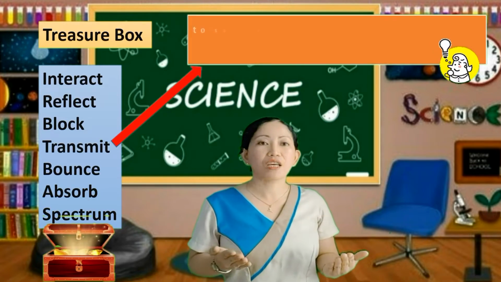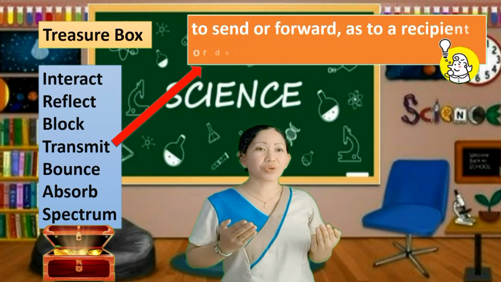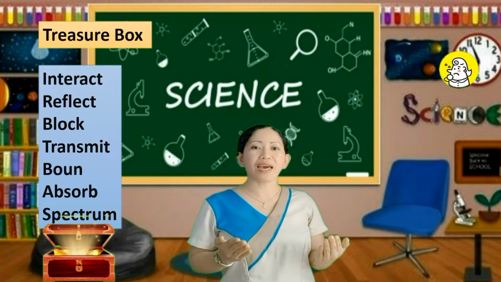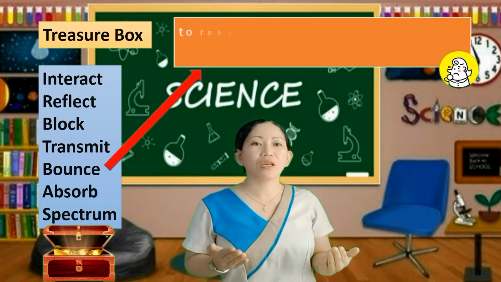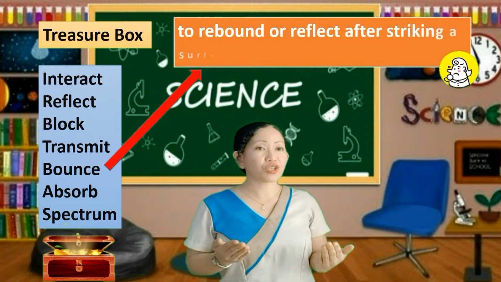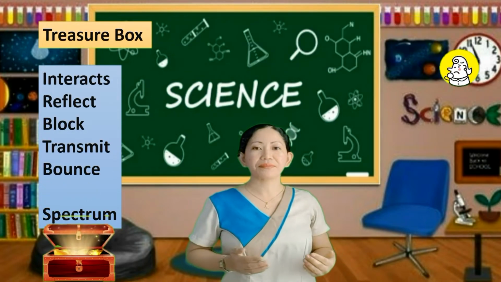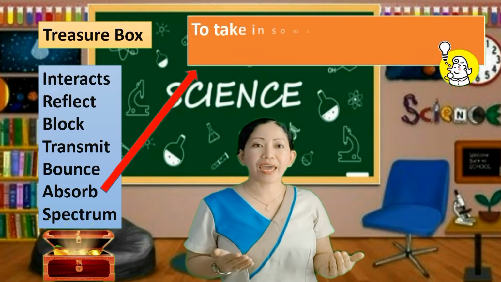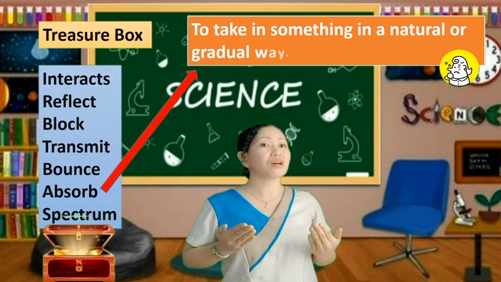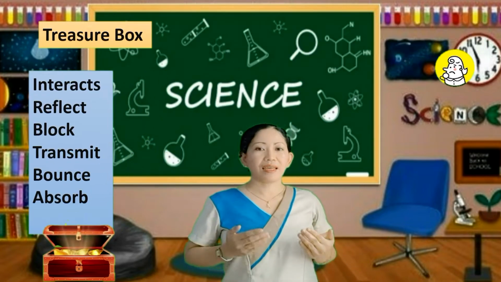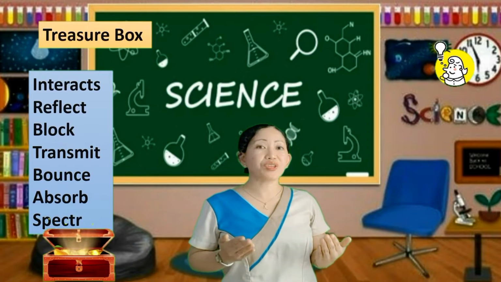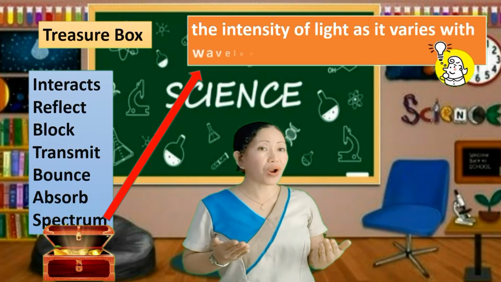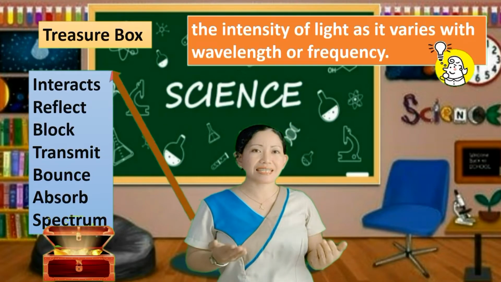TRANSMIT. Transmit. To send or forward as to a recipient or destination. BOUNCE. Bounce. To rebound or reflect after striking a surface. ABSORB. Absorb. To take in something in a natural or gradual way. SPECTRUM. Spectrum. The intensity of light as it varies with wavelength or frequency.